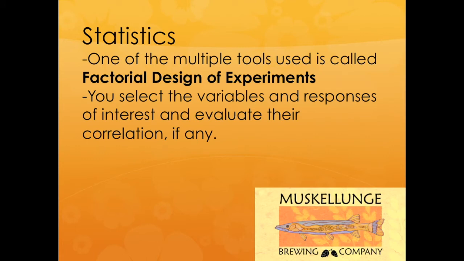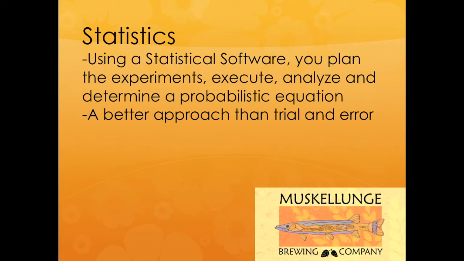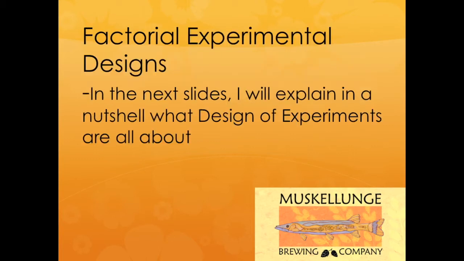One of the multiple tools used is called factorial experimental designs. You select the variables and the response of interest and evaluate the correlation, if any. Using a statistical software, you plan the experiment, execute, and analyze and determine a probability equation. And this is a better approach than trial and error, as I plan to explain to you at the end of this video. So in the next slides, I will explain in a nutshell what design of experiments are all about.